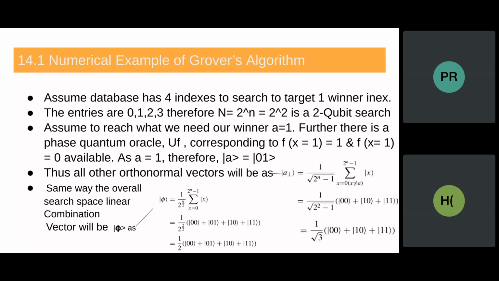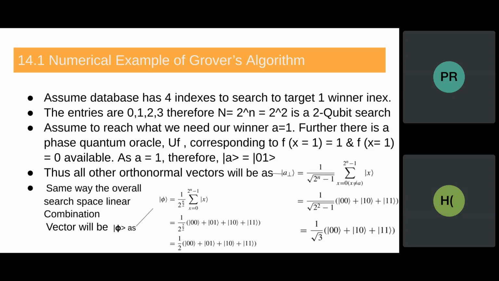Let's start with a numerical example to understand Grover's algorithm. That will be the easiest way. Assume you have a database of 4 indexes to search to target one winner index. The entries are 0, 1, 2, 3. Obviously we are taking 2 to the power n equal to 2 to the power 2, so there are 2 qubits to search, and we are trying to locate entries 0, 1, 2, 3, and our winner is, assuming, 1. This is to simplify the understanding.